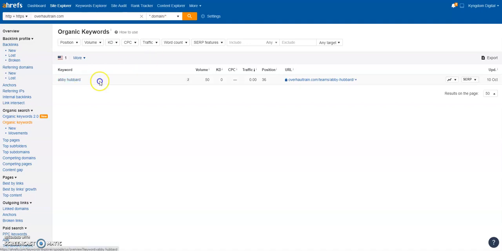So I want to show you your keywords over here. You guys only have one keyword. That's horrible. You cannot have one keyword, and this isn't even a keyword. Abby Hubbard is a specific person. So when you link to this, it's not going to pull up anything. If someone wants to search this word only, that is how they find you.